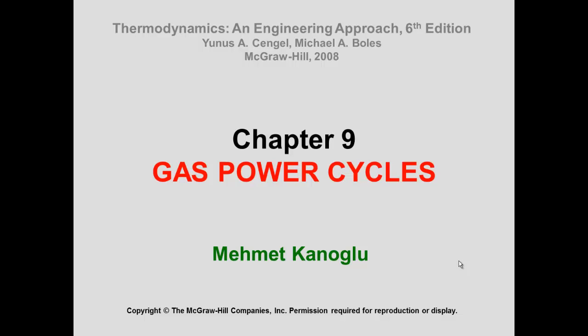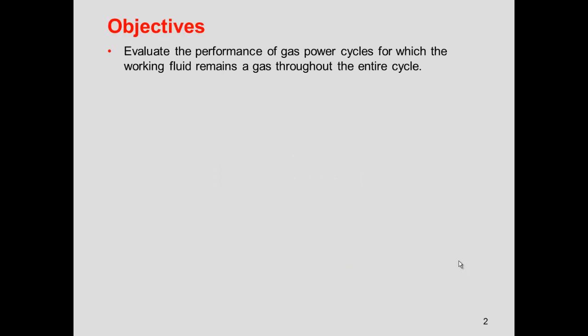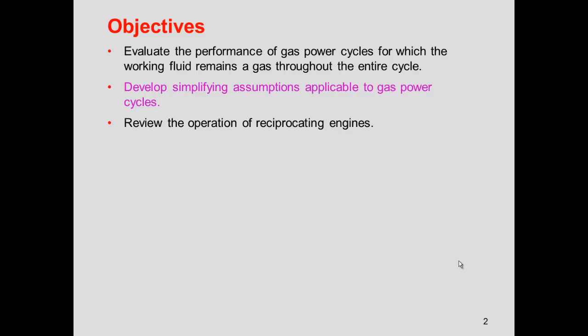Hello guys, this is our first video in gas power cycles, and the objectives of this chapter are to evaluate the performance of gas power cycles. Differently from the Rankine cycle, in which we have change of phase, in these cycles the fluid will remain as gas or as vapor throughout the whole cycle. We're gonna develop some simplified assumptions to review the cycles and review the operation of reciprocating cycles like Otto and Diesel. Both closed, such as Otto and Diesel, and open, such as the Brayton gas power cycle.